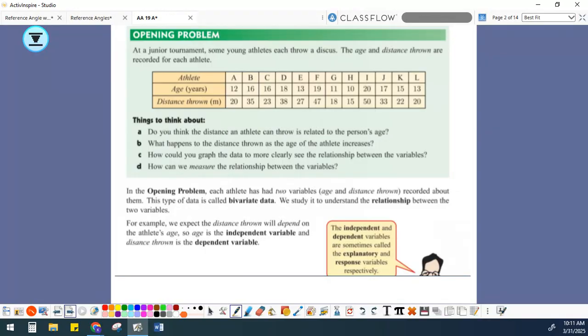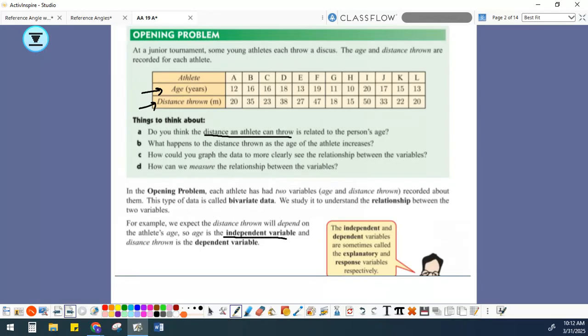So for example, say you have a discus thrower and we compare the age in years to the distance they can throw. Is the distance an athlete can throw related to their age? What happens to the distance as the age increases, and how could you graph the data to actually see that relationship, and how can we measure? So that's what this chapter is all about, is being able to see and measure this type of information.